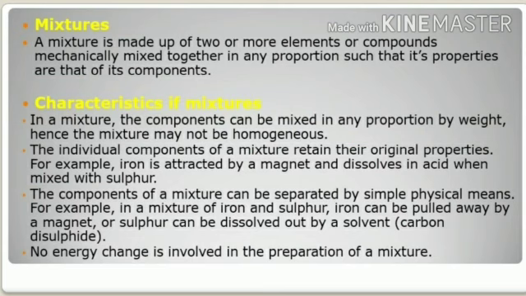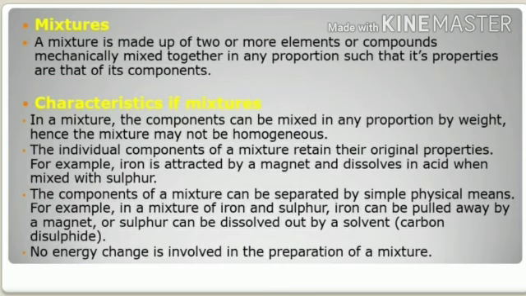Mixture. A mixture is made up of two or more elements or compounds mechanically mixed together in any proportion such that its properties are that of its components. Now, coming to the characteristics of mixtures. The first one, in a mixture, the components can be mixed in any proportion by weight. Hence, the mixture may not be homogeneous.